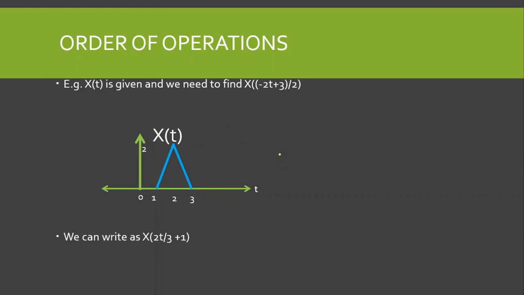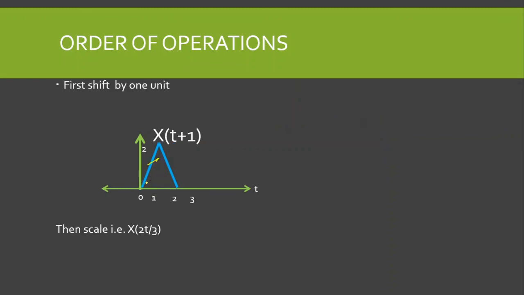Next question, in next question we have inversion. So we are again given x of t, and we need to find x of minus 2t plus 3, divided by 3 actually. So this is actually x of minus 2t divided by 3 plus 1. So we can write this signal as such. Now the shifting is by 1 unit. So first of all, this signal is going to be shifted by 1 unit. So we have performed the shifting over here. That is why it has been shifted by 1 unit.